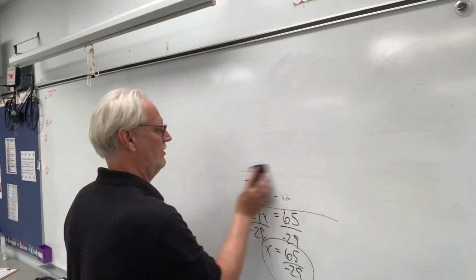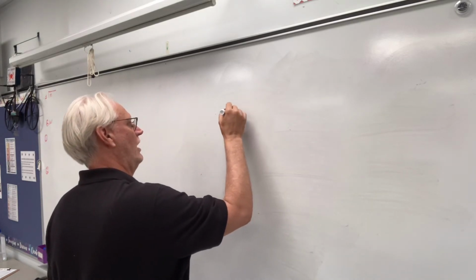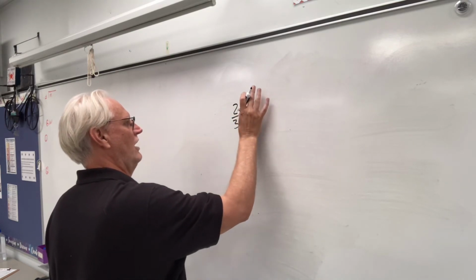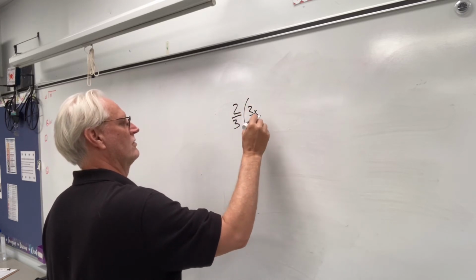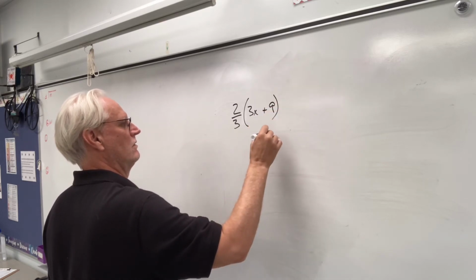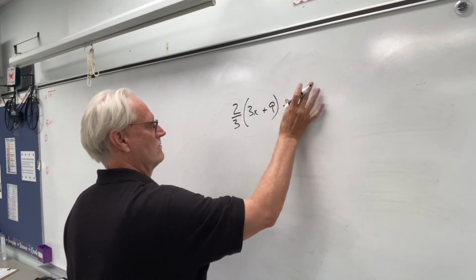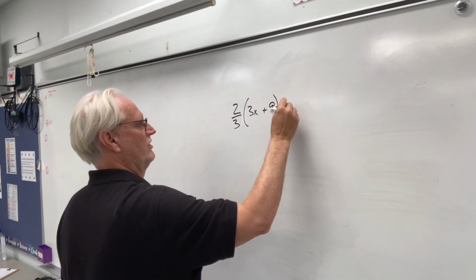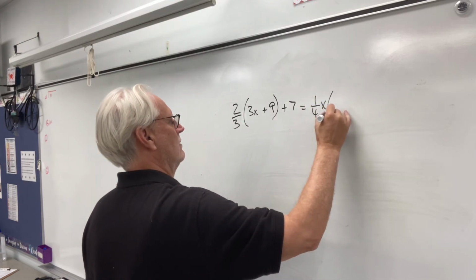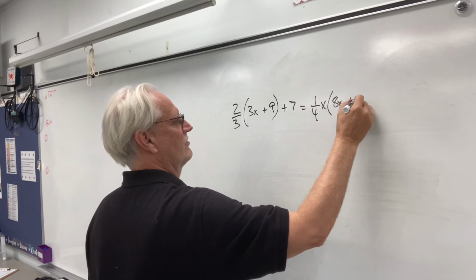Let's try one with a fraction. So let's try 2/3 times 3x plus 9, plus 7, equals 1/4 times 8x plus 12.